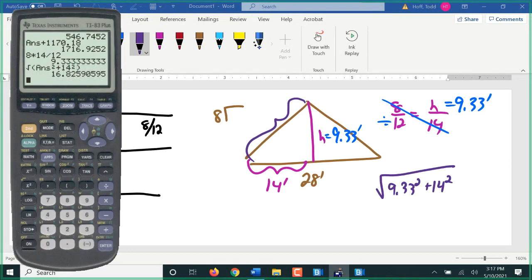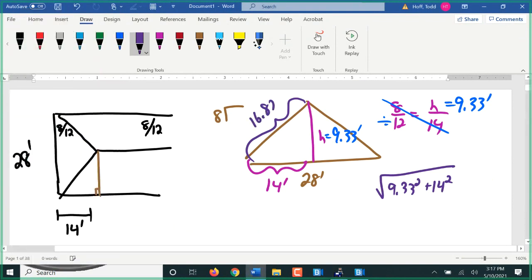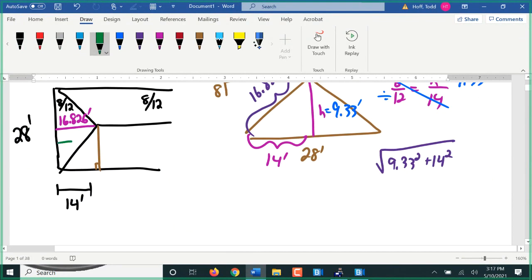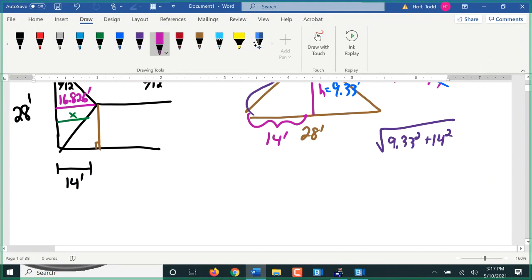Giving us 16.826 feet. Well, since these are the same slope, that is also the length of our longest jack. Find the length of this next longest jack. Do that.